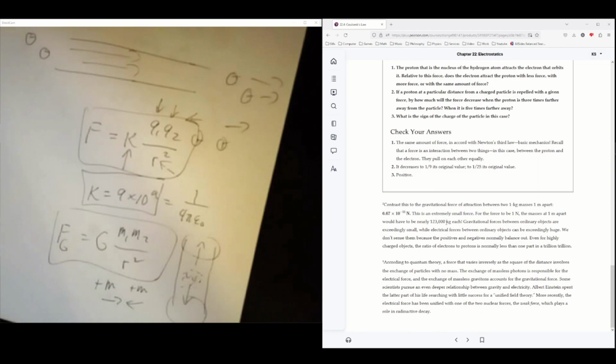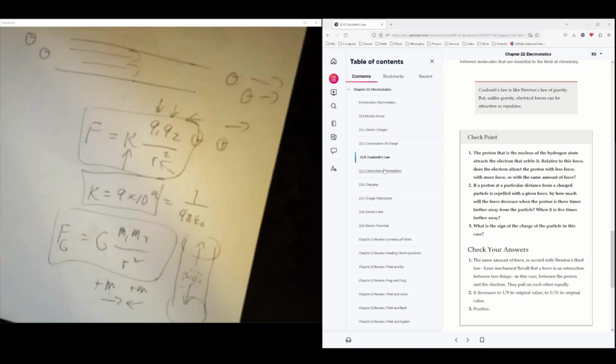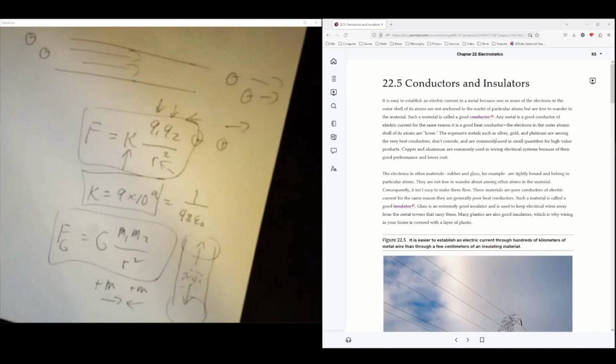And that's just some little addendums they have to 3 and 4 there. Let's check out what is next. Conductors and insulators.